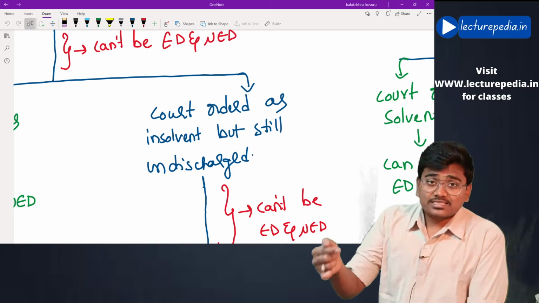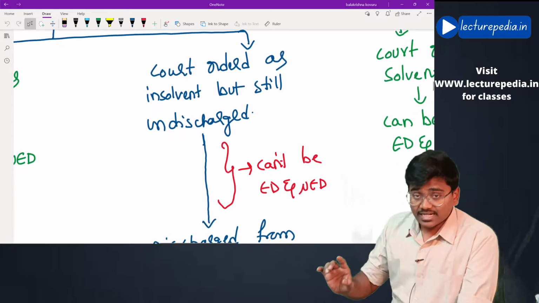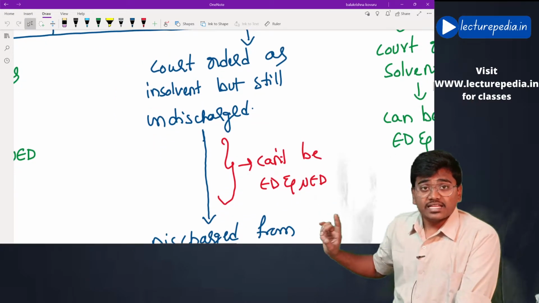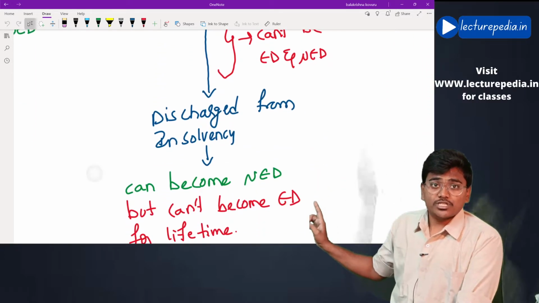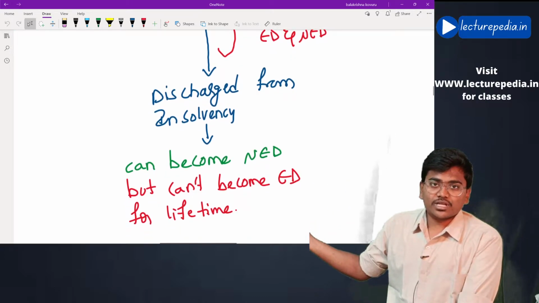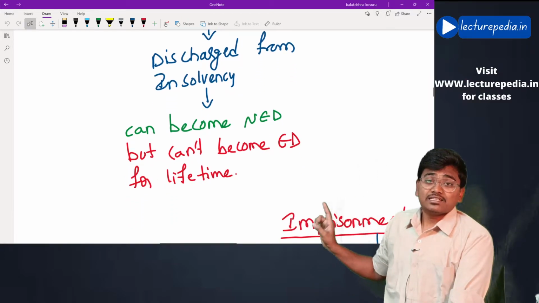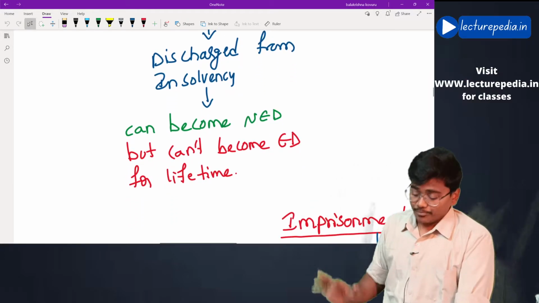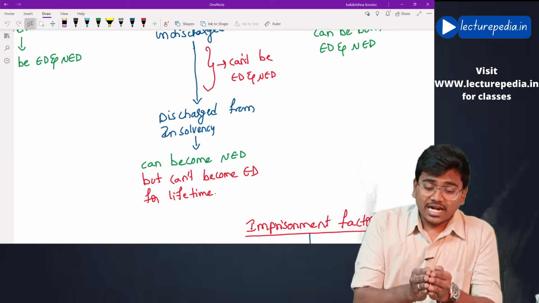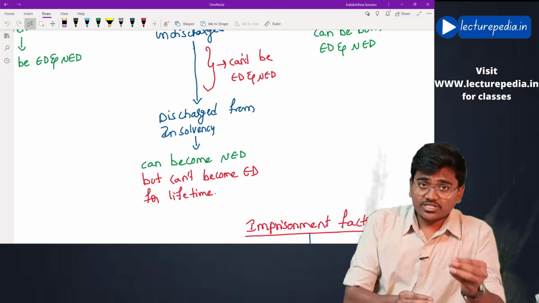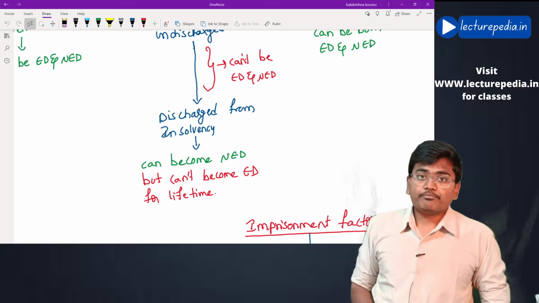Now, if such an order of discharge is still not passed by the court, in that case he cannot be appointed as either executive or non-executive. Once the court has discharged him from insolvency, he can be appointed as non-executive director, but he cannot be appointed as executive director for lifetime, because we have discussed that if a person is attached with any of the disqualifications prescribed in section 196, he cannot be appointed as executive director for lifetime. Hope that is clear.